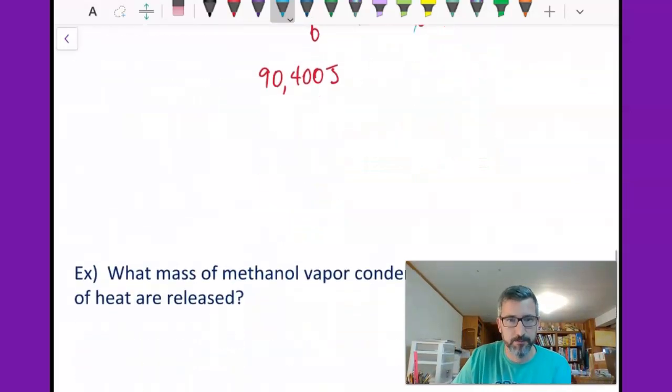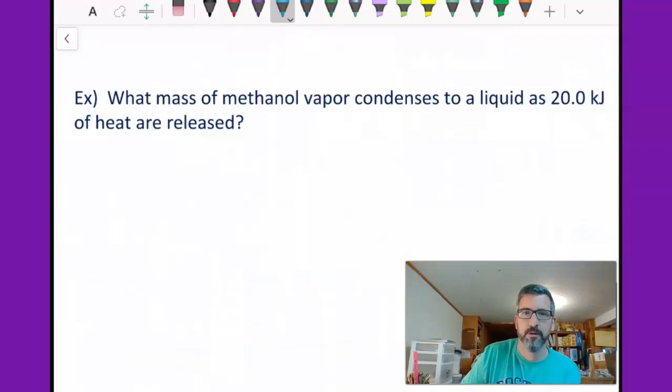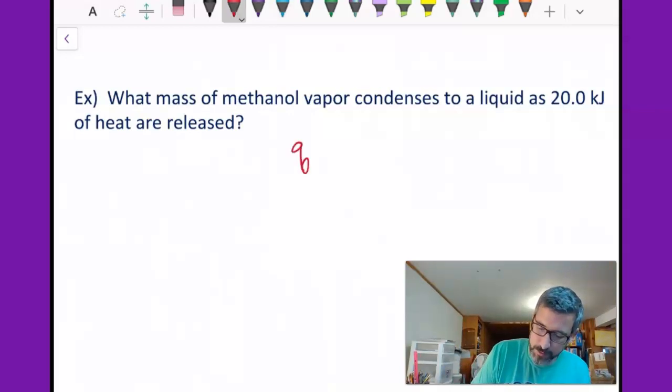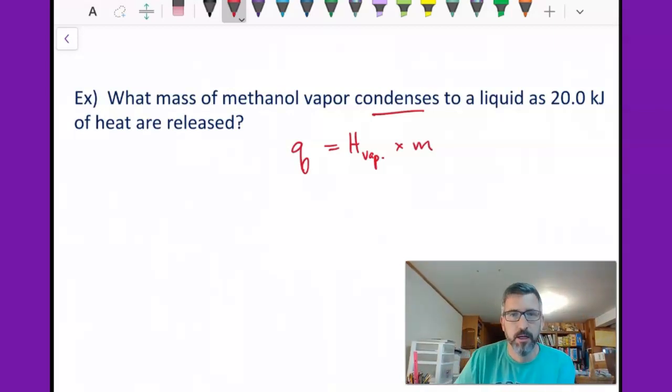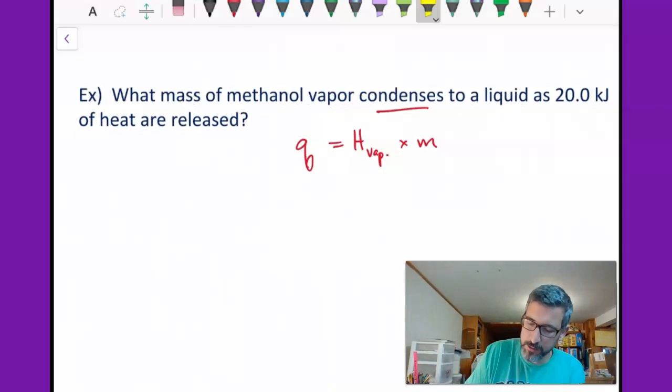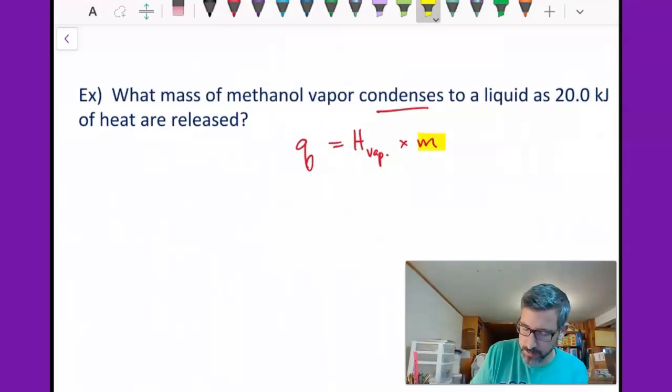All right, last question. What mass of methanol vapor condenses to a liquid as 20 kilojoules of heat are released? So let's start with our equation. So we're talking about condensation once again, so we're going to use our heat of vaporization. So that's our equation. This time, though, we're trying to solve for what? All right, we're trying to solve for mass.